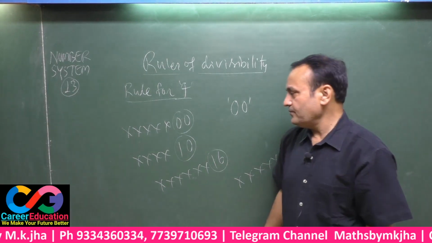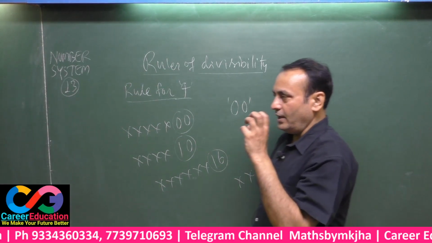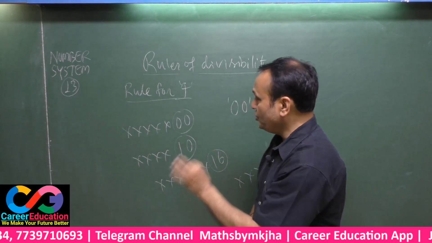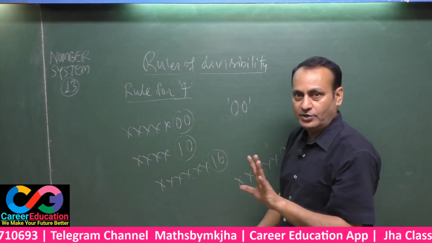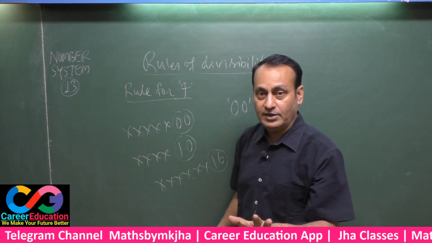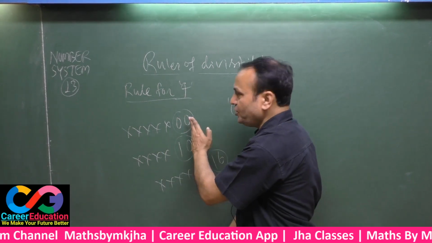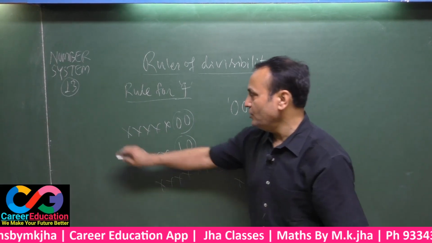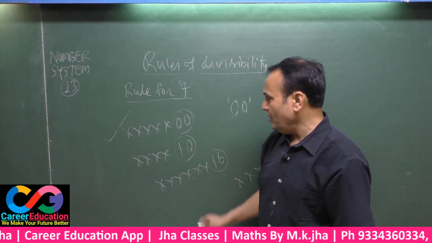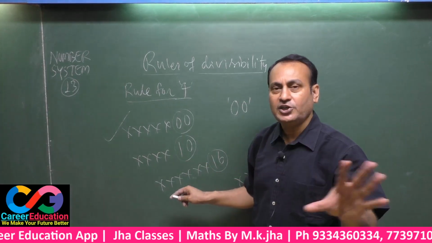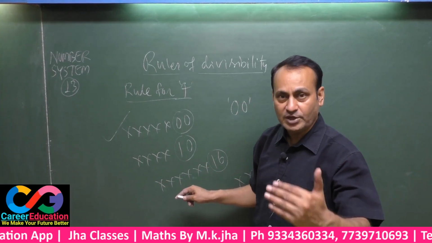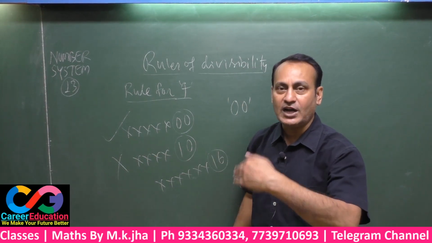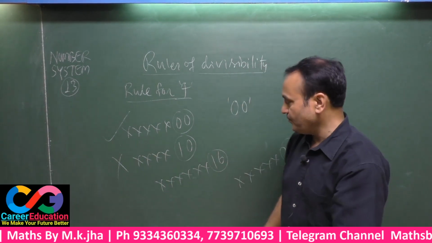Rule 4. That means whenever you are going to check whether the number is divisible by 4 or not, you have to see the unit and 10 place only. That means if the unit is 0 and the 10 place is 0, certainly the number will be divisible by 4. This is completely divisible by 4. See here, 10. 10 is not divided by 4. That means this number can't be a multiple of 4, that means can't be divisible by 4.